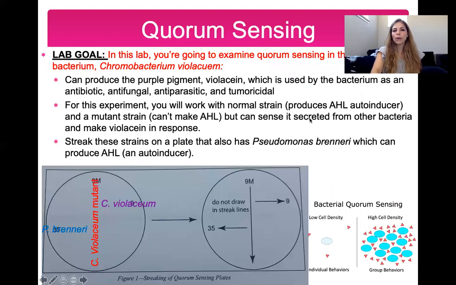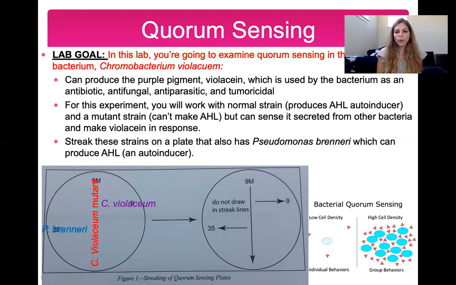So in this lab, you are going to examine this whole idea of quorum sensing, and you're going to do it in the bacterium called Chromobacterium violaceum. This bacteria produces a purple pigment called violacein. That's why it's called Chromobacterium violaceum. This purple pigment is used by the bacteria as an antibiotic to kill other bacteria, not itself. It's antifungal, it's antiparasitic, and recently it's been discovered that it is tumoricidal, so it can have a big role in killing tumor cells.